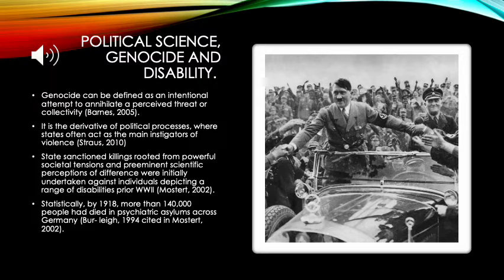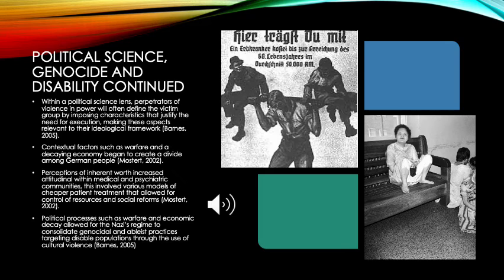Statistically, by 1918, more than 140,000 people had died in psychiatric asylums across Germany. Within a political science lens, perpetrators of violence in power would often define the victim group by imposing characteristics that justify the need for execution, making these aspects relevant to their ideological framework. Within this case study, it can be argued that contextual factors, such as warfare and a decaying economy, began to create a divide among German people.